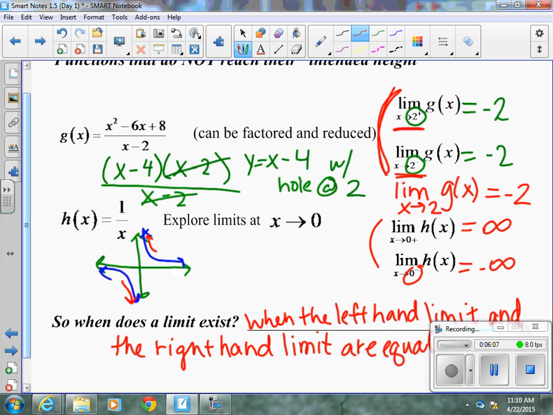At 0, on the other hand, those limits are not equal. So the limit as we approach 0, regardless of direction, in this function is DNE, which stands for does not exist. They don't exist if the limit from one side and the limit from the other side are different.